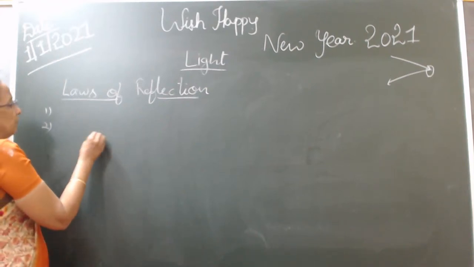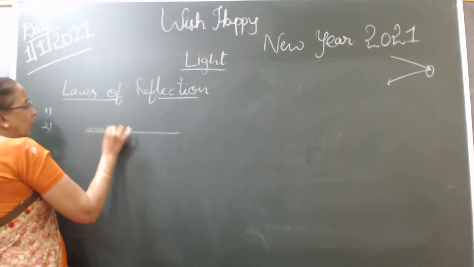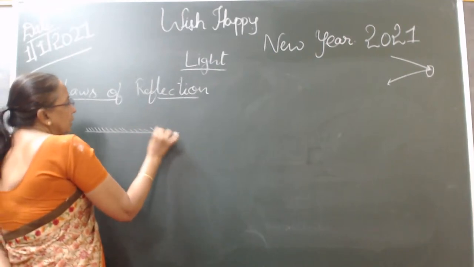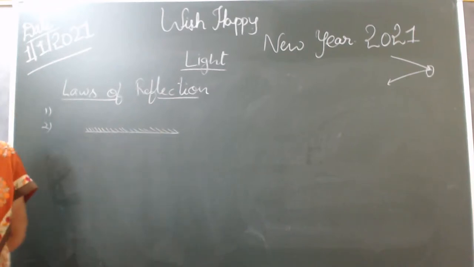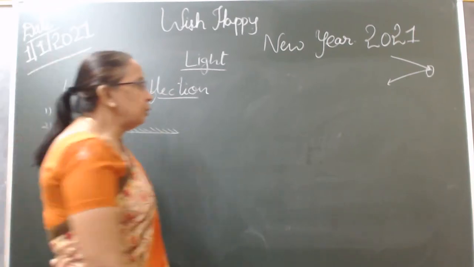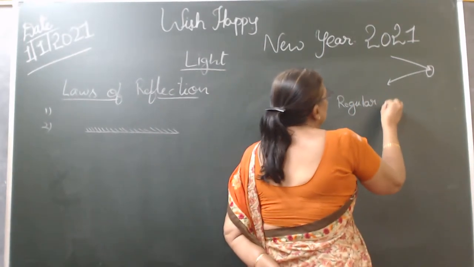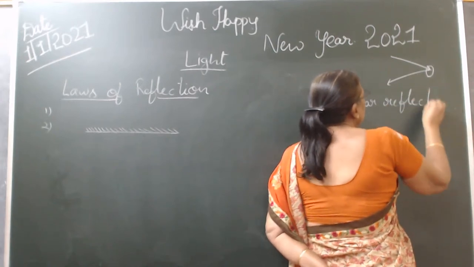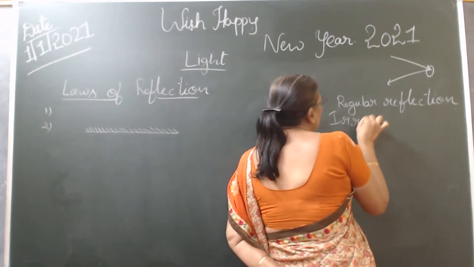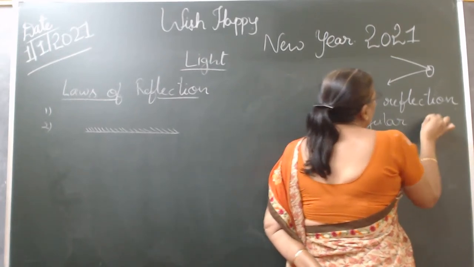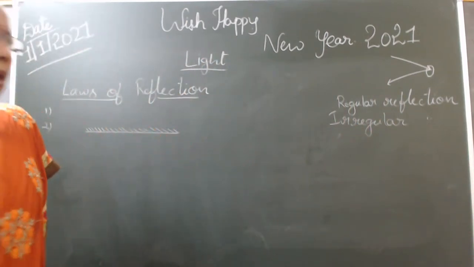For that, first you take the plain mirror. A mirror is always shown with a shaded side, so we can understand that the other side is polished, and the reflection is from this smooth surface. Before that, I want to explain regular and irregular reflection. Regular reflection and irregular reflection. You have to understand the difference between these. Okay, once again I will repeat.